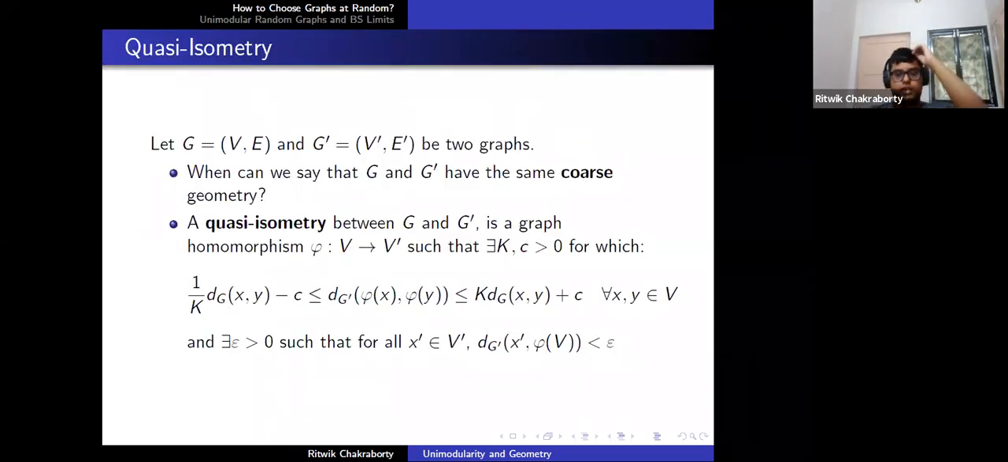All right. So in order to see why amenability does not depend on the choice of generating set, we need to try and compare when two graphs have similar coarse geometry. What do I mean by coarse geometry? Here's a quick example. Think about the set Z. Imagine it included in the plane R2.